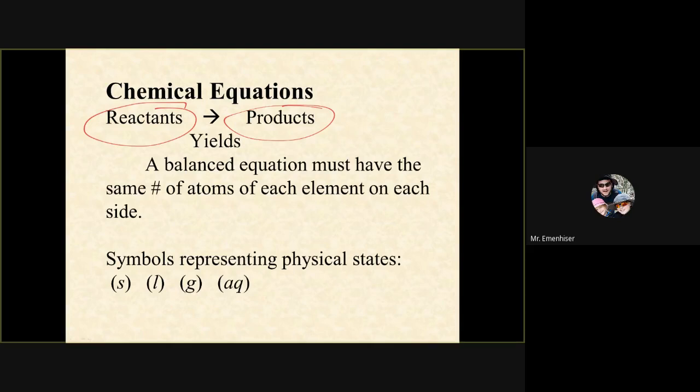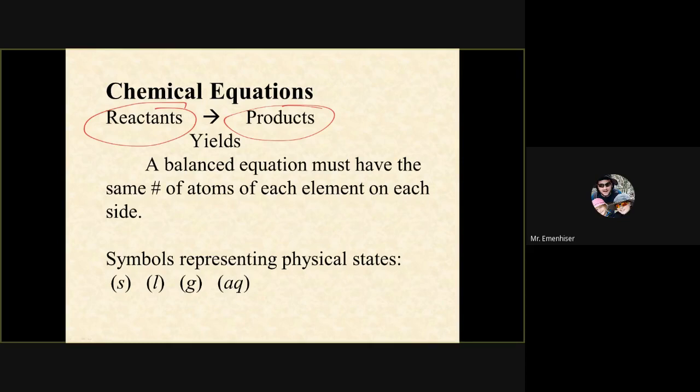Or draw me a chemical equation for making a peanut butter sandwich. You need bread, you need peanut butter, you need some jelly, and then you put it together and you make a sandwich. But you have the same amount of things on both sides, right? You start with 2 pieces of bread by itself, you put it together in a sandwich, and you've got a sandwich with 2 pieces of bread. So you can't create or destroy anything, right? A balanced equation must have the same number of atoms on each side.